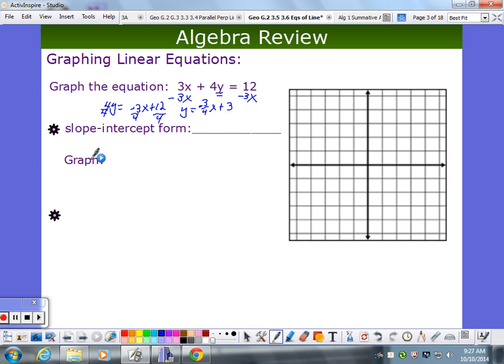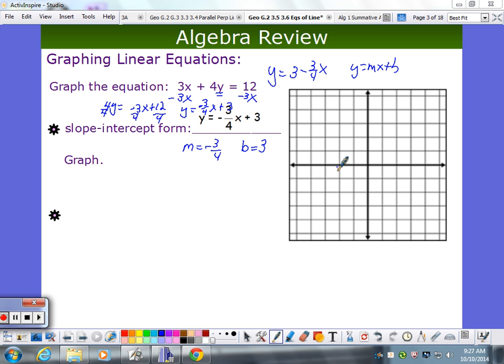So to graph it, oh, that's easier. To graph it, my m is negative 3/4, and my y-intercept is 3. Do you have a question or a comment? Yeah, what's your question? Huh? I don't know. What's the question? What opposite way? Now I understand what you're saying.